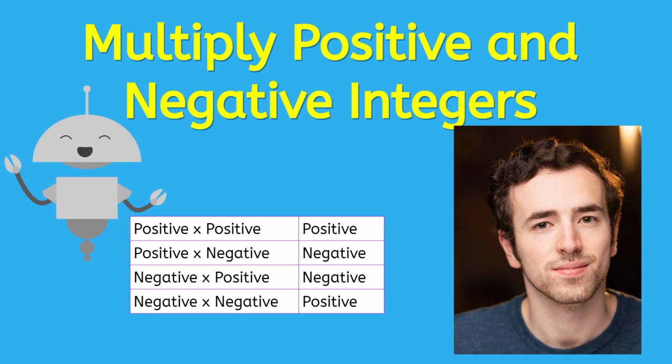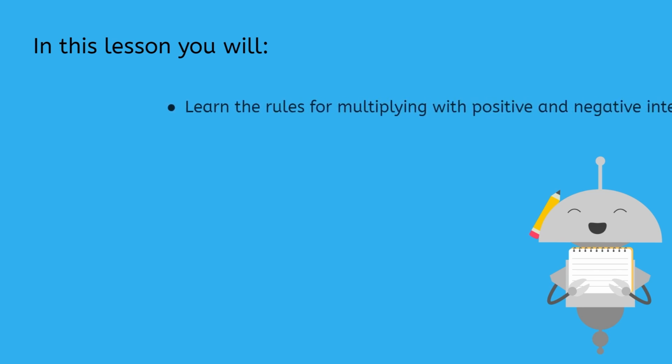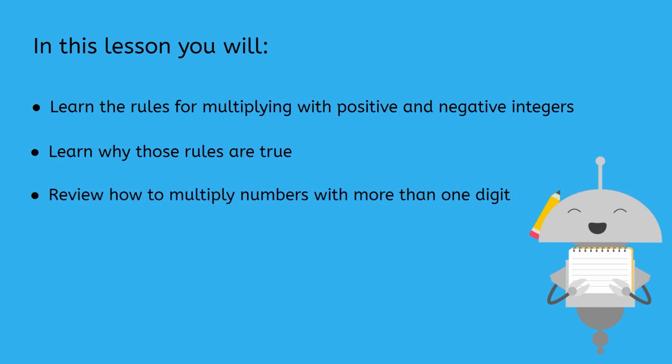In this video, we're going to practice multiplying with positive and negative integers. Let's get into it. In today's lesson, you'll learn the rules for multiplying with positive and negative integers, learn why those rules are true, and review how to multiply numbers with more than one digit.